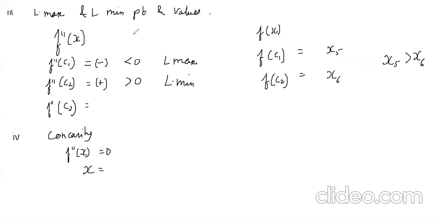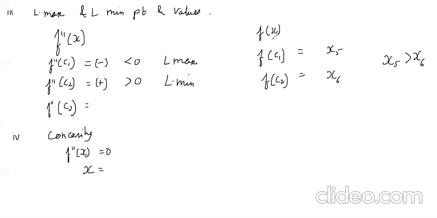Then we have to find local maxima or local minima. In this, we have to differentiate again with respect to x, that is we are going to find f double dash of x, and we are going to substitute the critical point in this equation. And in this case it is reverse, if it is minus, it will be local maxima. If it is plus, it is local minima. So these will be the points.